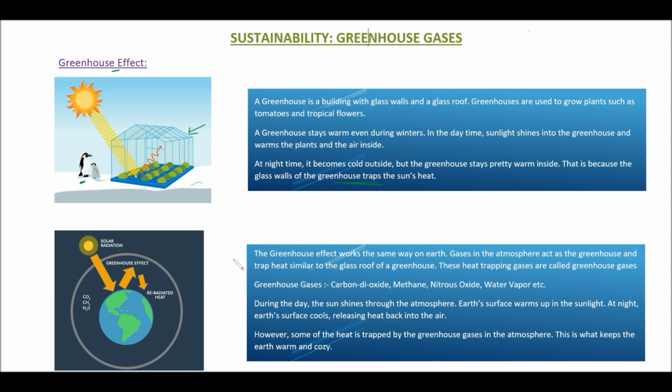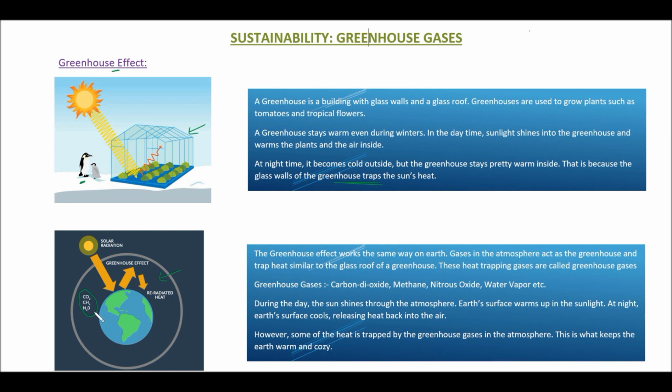Now the greenhouse effect works the same way on Earth. So the gases in the atmosphere, this is the atmosphere here, and these are different gases in the atmosphere. The gases in the atmosphere act as the greenhouse and trap heat similar to the glass roof of a greenhouse. Now these heat trapping gases are called the greenhouse gases.